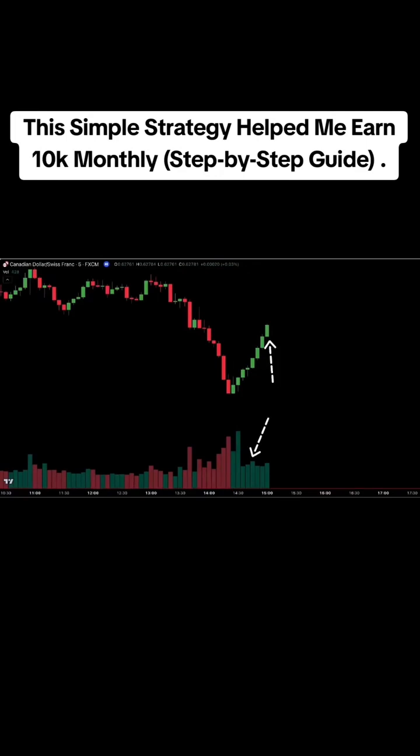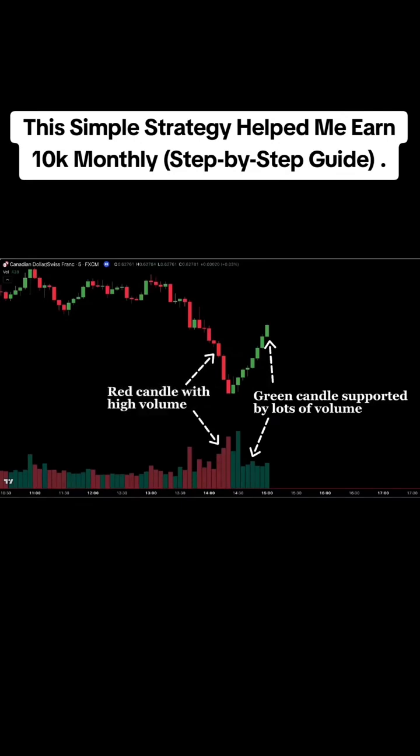So for example, when we have a green candle supported by lots of volume, this is very bullish because not only is the price going up, but the price is going up while at the same time being supported by lots of buyers. On the flip side, when we have a red candle with high volume, it's bearish. The price is dropping and the move is supported by heavy selling pressure.